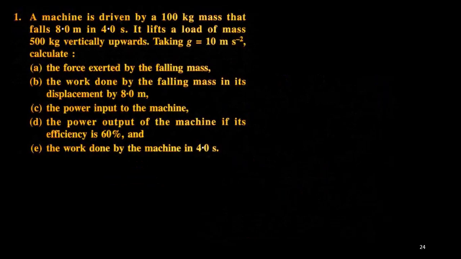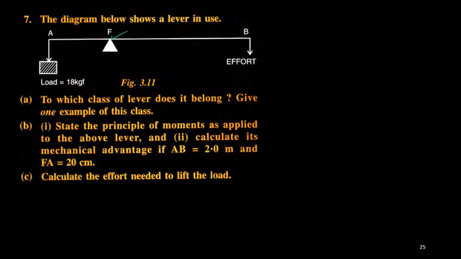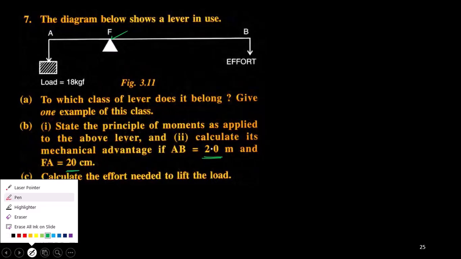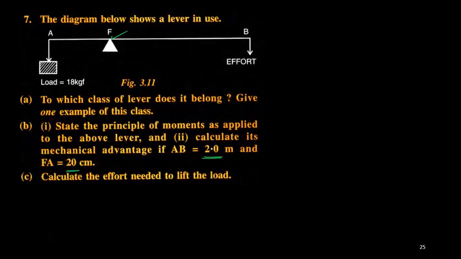Now try to do this one. No, no. What you are saying, that the load end and effort end are both equal? Why? AB is 2 meter and FA is 20. Why is the mechanical advantage 1? The mechanical advantage is not 1, no?